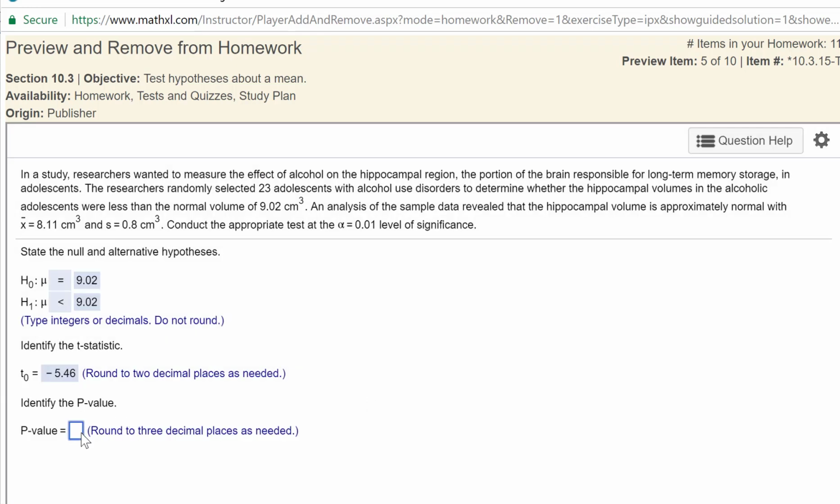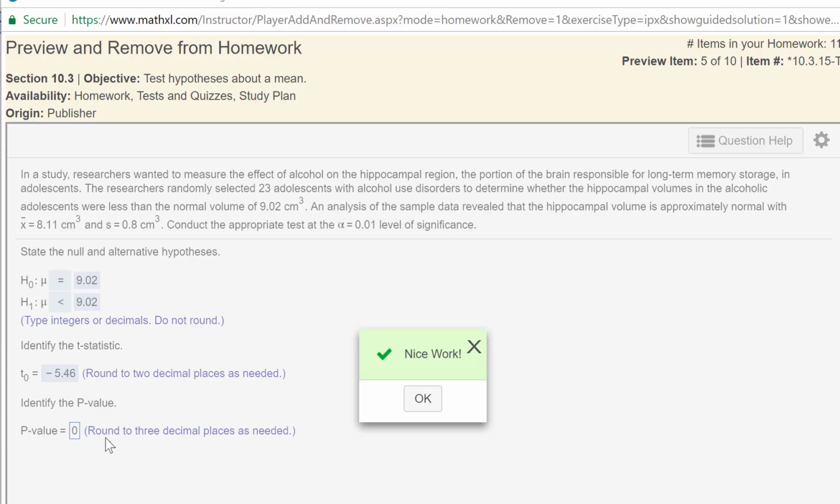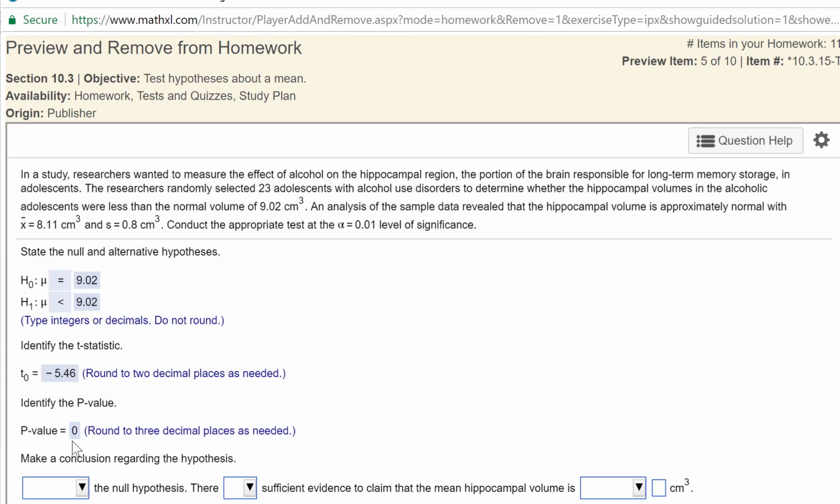Okay, now identify the p-value. Here it just says less than 0.0001, so that'll have to do. 0.0001, so three zeros. Okay, since it said it was three places, we're just going to put 0.